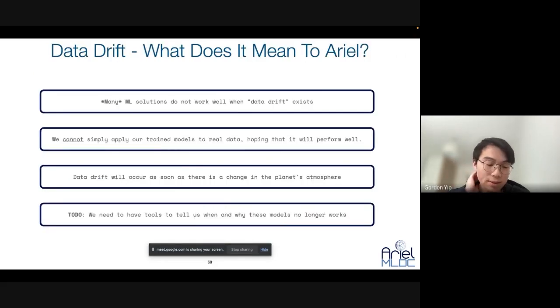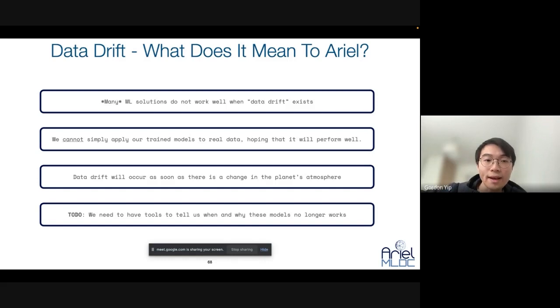So what does it mean, really? Many machine learning solutions don't work well when data drift exists. The reason I can claim that is we have a number of different machine learning architectures trying the same problem with the same data and the same metric. So we can say that not a lot of machine learning can do that.